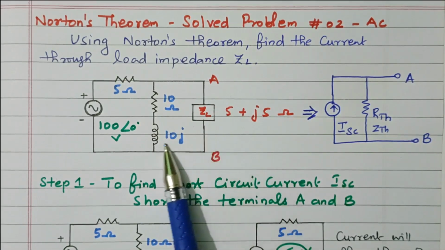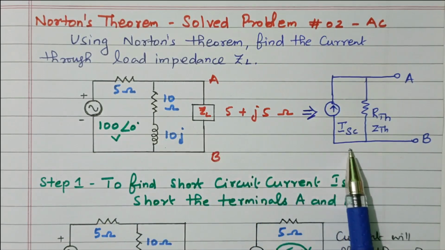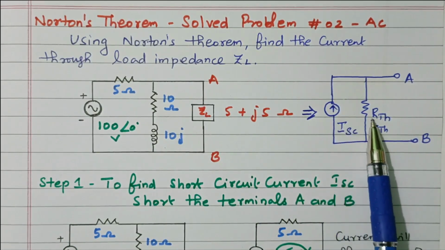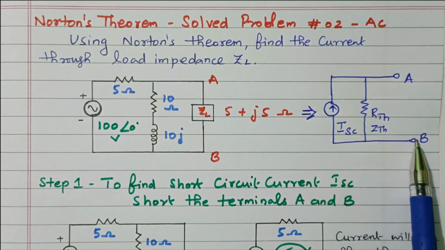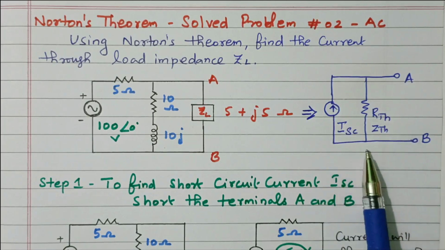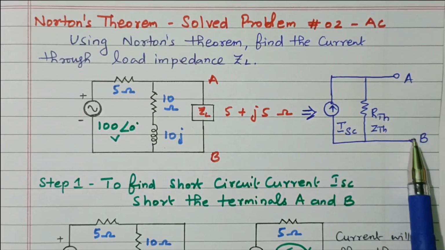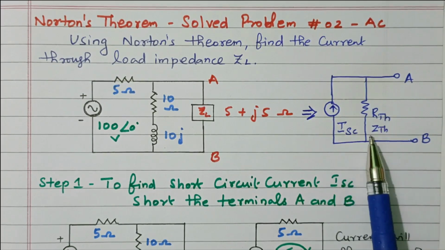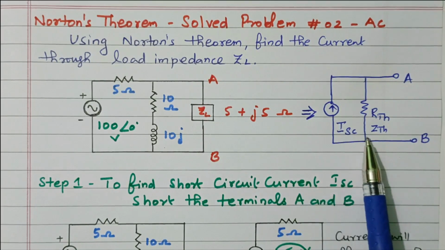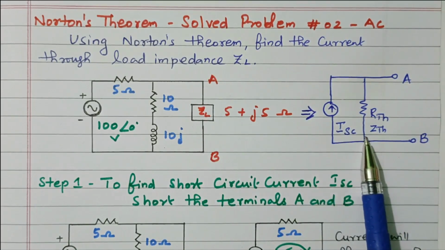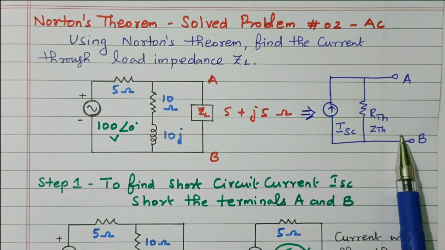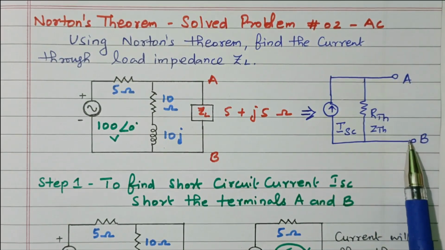So in Norton's theorem, the complicated circuit is converted into Norton equivalent circuit, that is current source in parallel with the Thevenin impedance. This is the load terminal AB. After this simplified equivalent circuit, we can easily calculate the current flowing through the load terminal by using the current divider rule. Because this complicated circuit is converted into only a current source with Thevenin impedance and the load impedance, the current is divided. By using the current divider rule, we can easily calculate the current flowing through the load impedance.